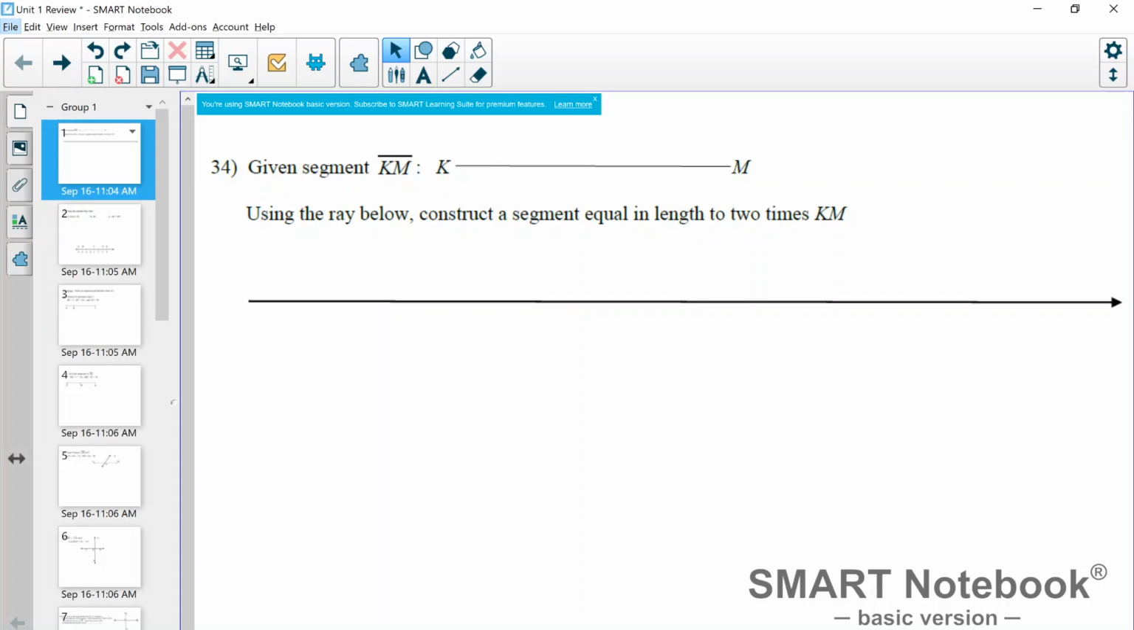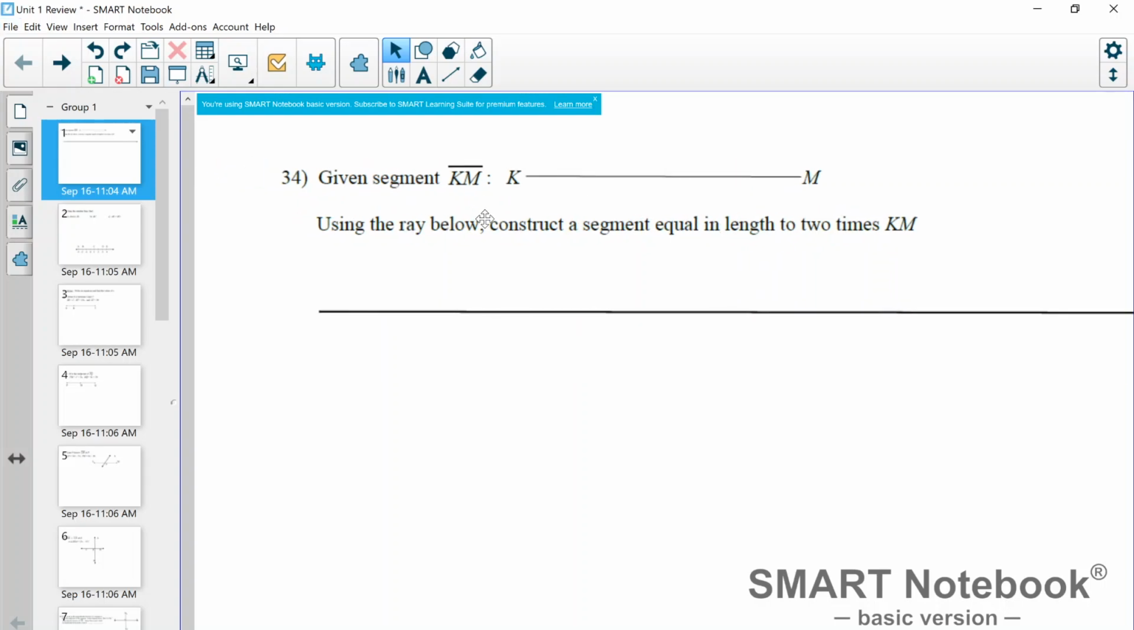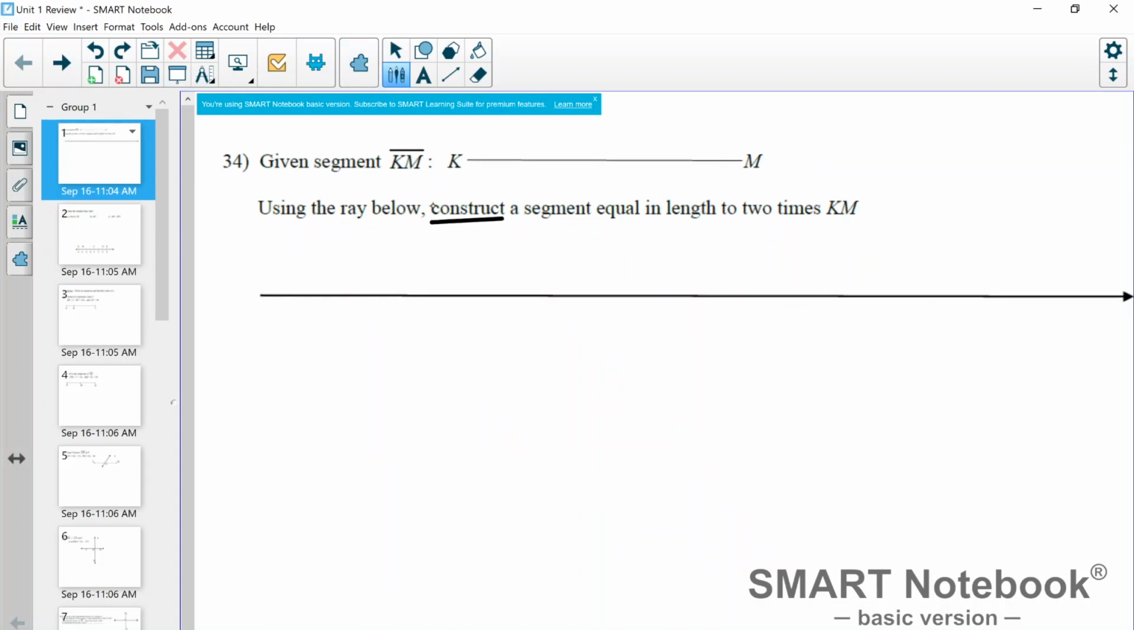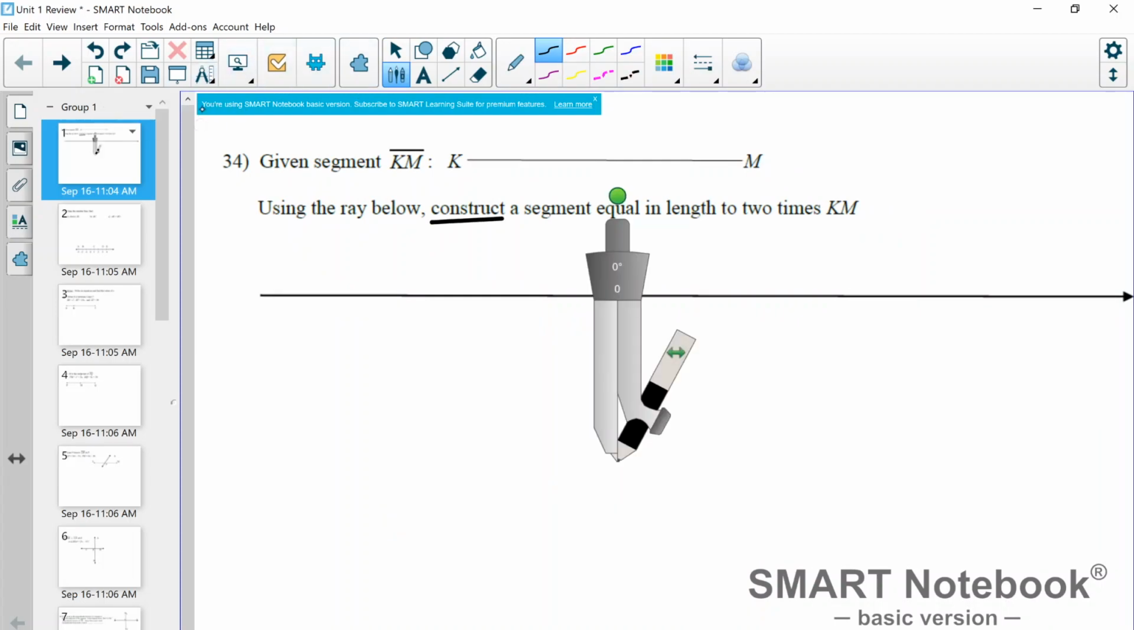Like here with this problem, they give you the segment KM. Using this given array, construct the segment equal in length to 2 times KM. This is a construction problem. They tell us right in it we have to construct. And whenever it deals with construction, we will always use the compass here.